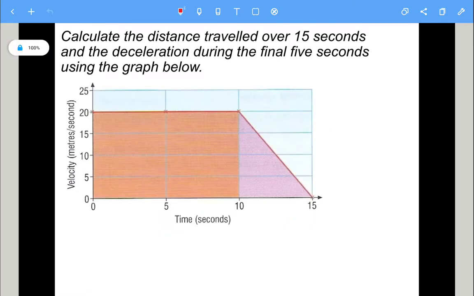So this is the last one. If you want to have a go at it, just pause, and then I'll take you through the answers. So calculate the distance travelled over the 15 seconds and the deceleration during the final 5 seconds of the graph below. So let's find out the deceleration first.